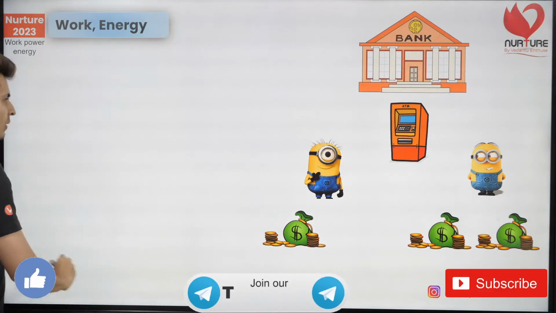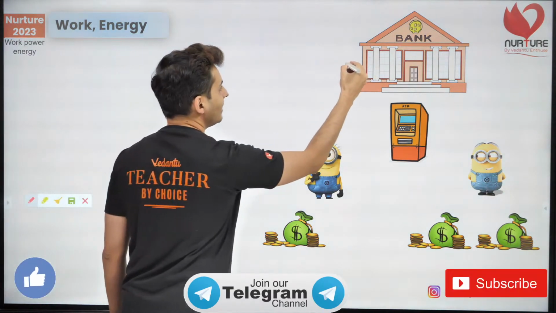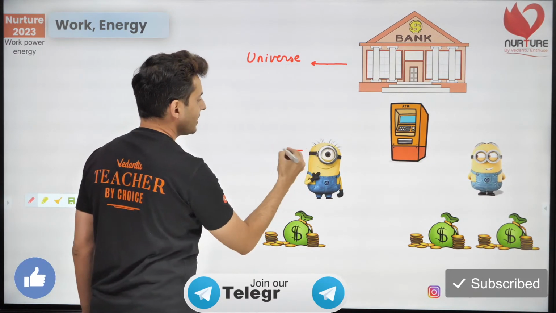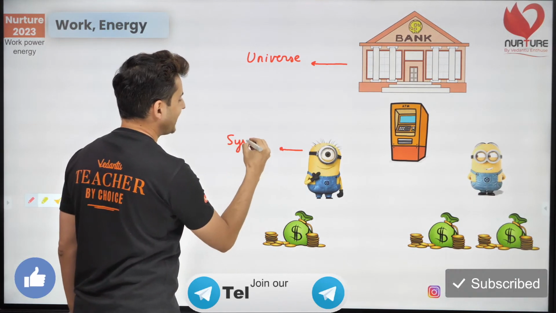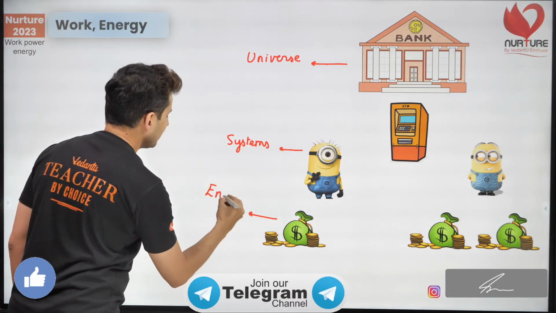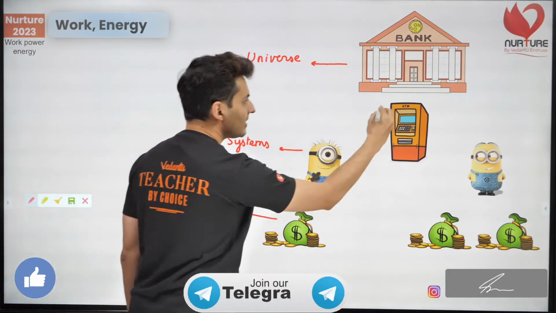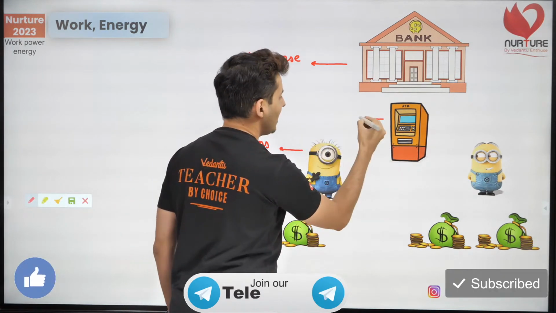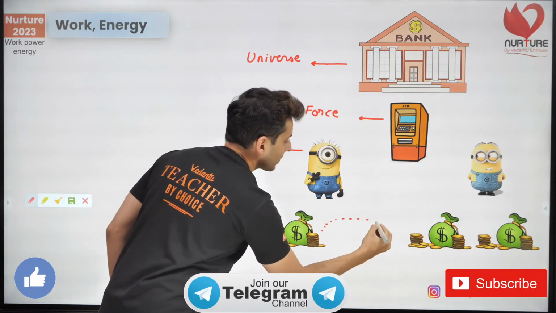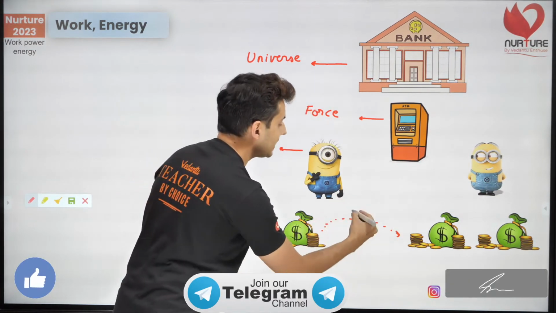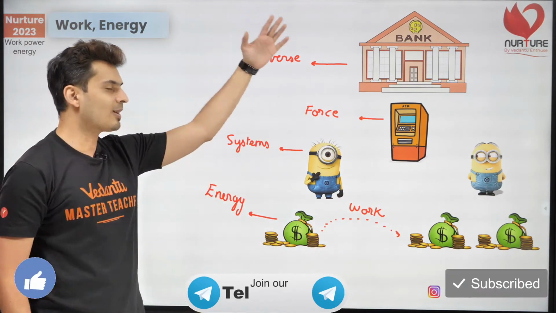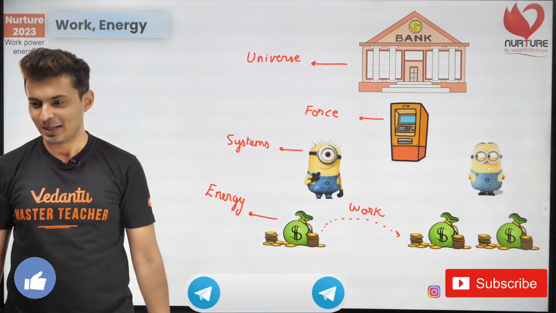How about this? What if I tell you this bank is nothing but our universe? These Pandus are nothing but our systems. This cash or this money is nothing but the energy, and this ATM or this agent which is there is nothing but the force, and the process of transferring money, or basically the process of transferring energy, is nothing but work. So this is the summary of the chapter in a way.